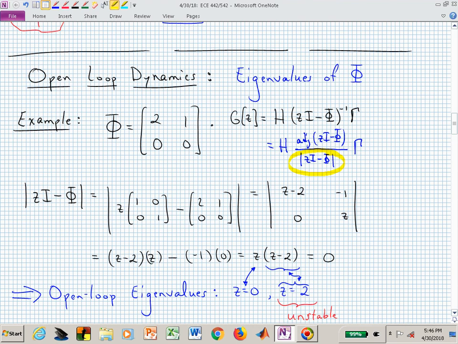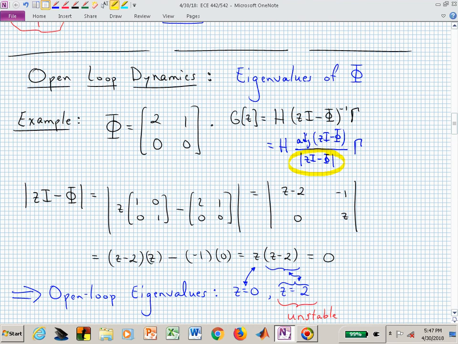And here I'm illustrating what that looks like. The identity matrix needs to be compatible with the system matrix phi. Phi in this case is 2 by 2. And we end up then with the determinant being the product of the diagonal terms minus the product of the off-diagonal terms. And in this case, we have a 0 on the off-diagonal, so those disappear, and we just have the product of our diagonal terms, which is z times (z minus 2). And the values of z that cause that to vanish will be your eigenvalues of the system matrix phi, the open loop system matrix, but those are also the poles of your open loop system.